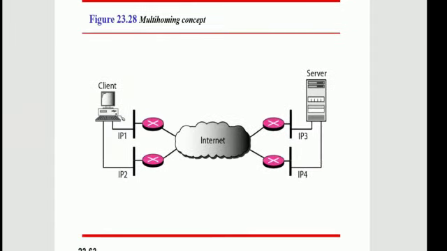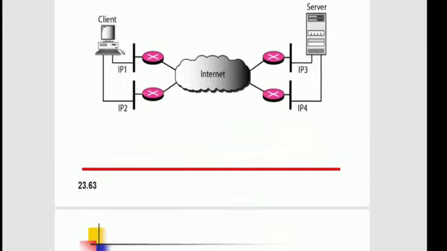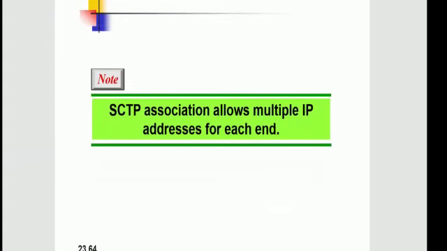The given diagram is of the multi-homing concept. What is multi-homing? Multi-homing is a fault-tolerant approach which ensures data delivery without interruption. The concept of multi-homing is illustrated in the given figure. As in the given diagram, you can see that the client has been connected to two different local networks with two different IP addresses. SCTP allows association between the client and server using four different pairs of IP addresses. The next point to be noted, SCTP association allows multiple IP addresses for each end.